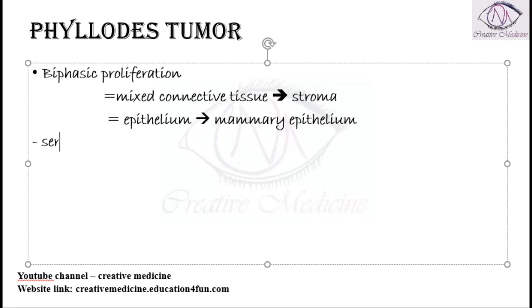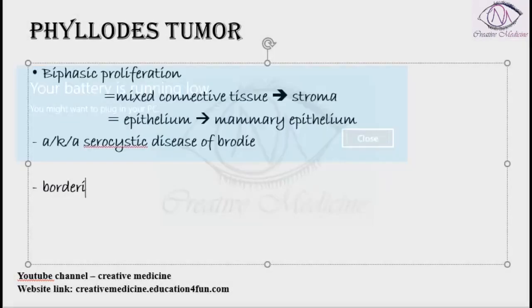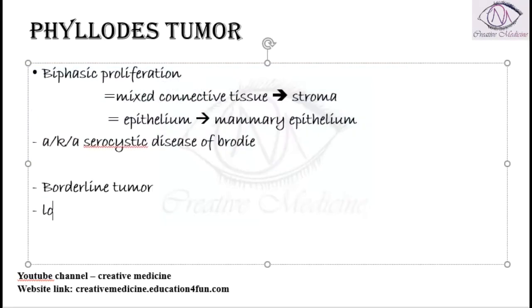Then this Phyllodes tumor is also called cystosarcoma phyllodes, or cystic disease of the breast. It is actually a borderline tumor, and local recurrence can also occur in Phyllodes tumor.